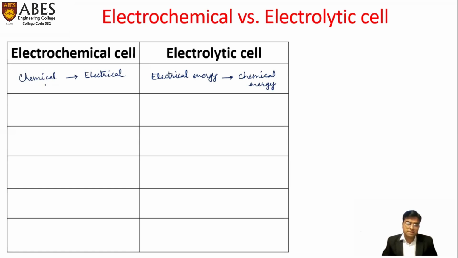Since the chemical energy is itself converting to electrical energy, it means the reaction should be spontaneous in the case of the electrochemical cell. So here at the electrodes, spontaneous reactions take place. In the electrolytic cell, there is no change until we conduct the electricity. It means that the reactions are not occurring by themselves. It means that the reactions are non-spontaneous. So here, reactions are non-spontaneous in nature.